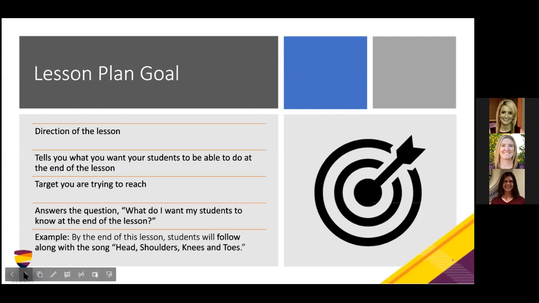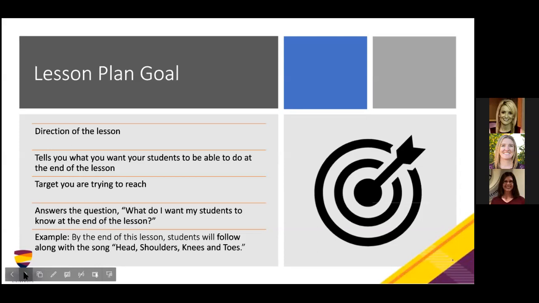So a better, more specific goal would be, by the end of this lesson, students will be able to make words using the ALL word family. Here's another example of a goal that's too broad, and it's one that I see a lot, so this is why I included it. By the end of this lesson, students will be able to name all the letters in the alphabet. So let's think about that for a minute.